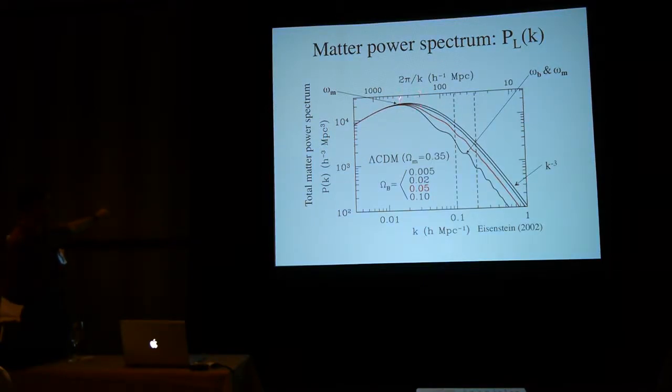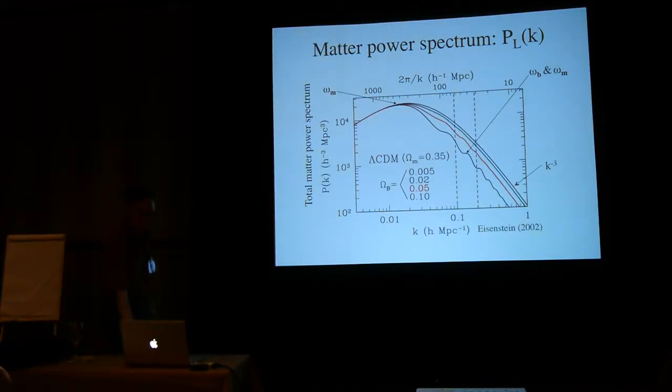The scales here are set by the density of matter, and these features, these so-called baryon acoustic oscillations, are set both by the baryon density and the matter density. I'm not going to go into the physics of that in this set of lectures, but I'm sure you'll hear about some of that a little bit later on.